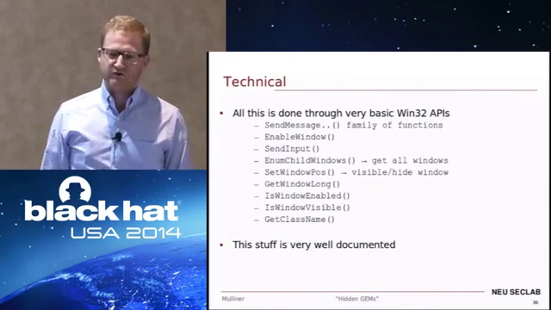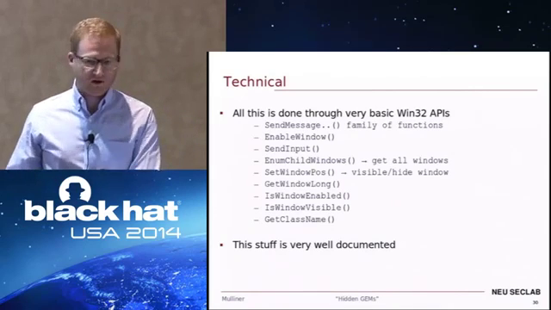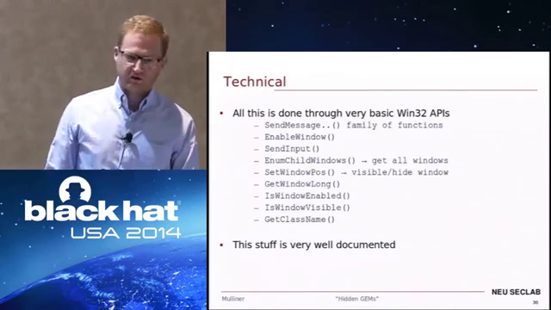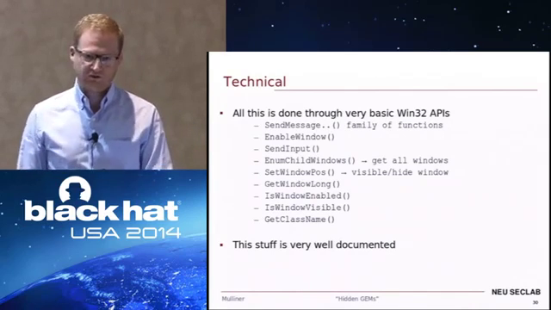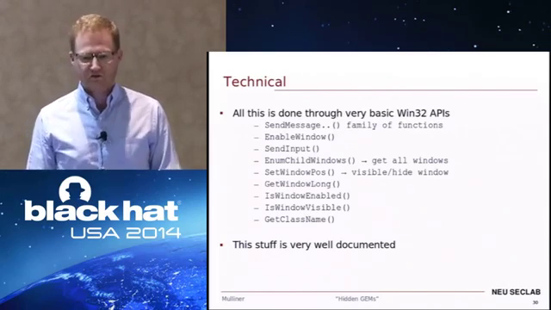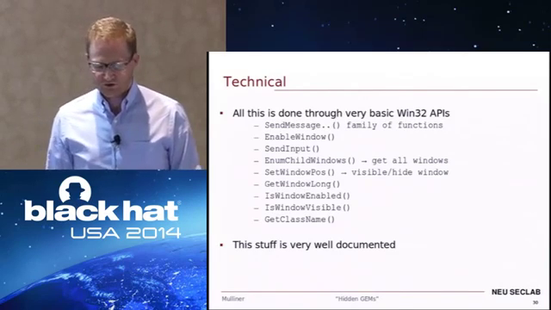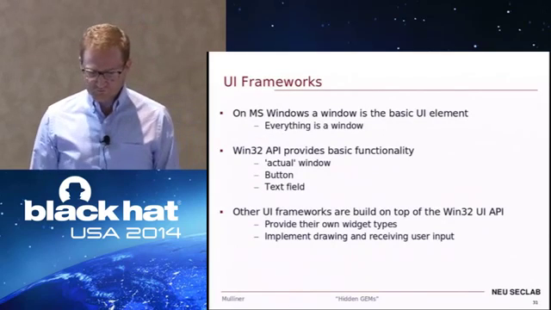And all of this stuff is very, very well documented. If you want to know how to enable a window, or how to hide a window, you just search for Win32 EnableWindow, and there's the source code. So it's very, very straightforward. That's why I don't have any code snippets. Everybody can use Stack Exchange, I'm pretty sure.